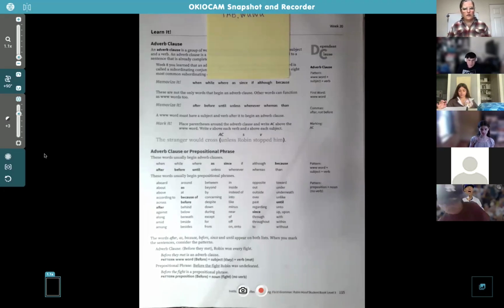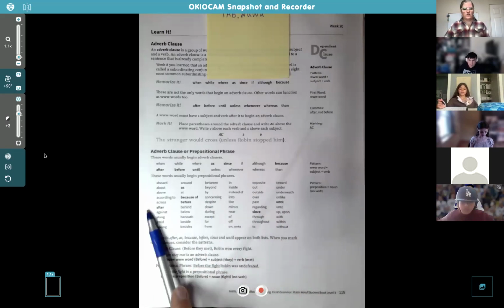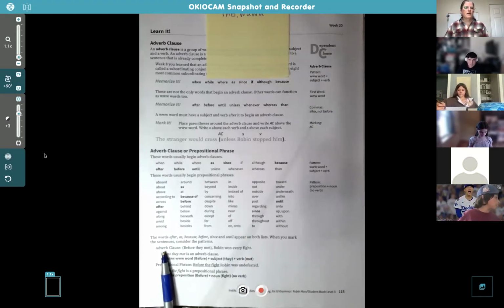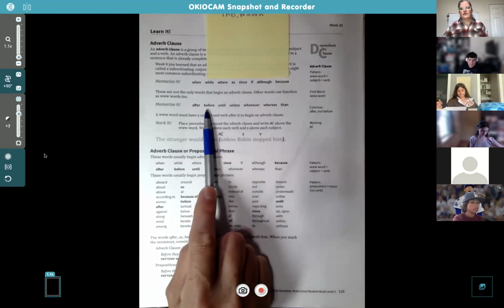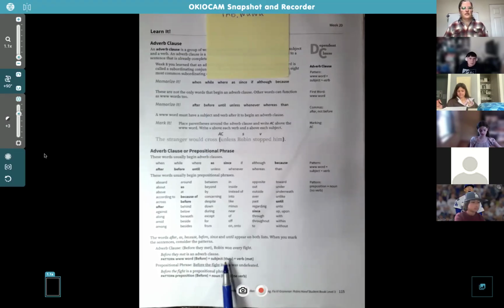If it has a verb and a subject near it, it's going to be an adverb clause. If it does not have a verb near it, it's going to be a prepositional phrase. Here they're showing you two examples at the bottom. As an adverb clause, they have "Before they met, Robin won every fight." This follows the pattern before, plus the subject they, plus the verb met. Since they're close together like this, it is an adverb clause.